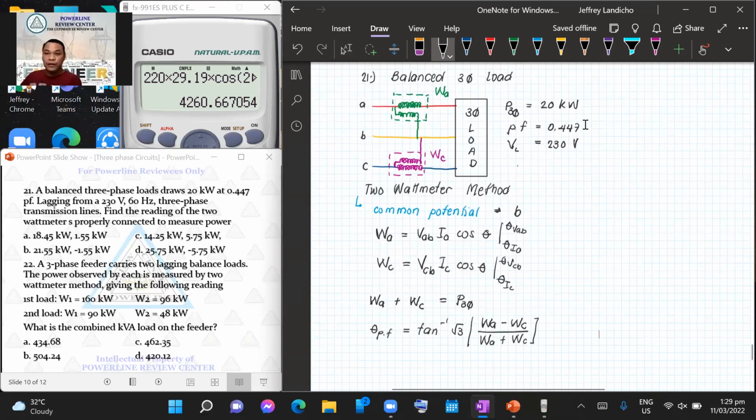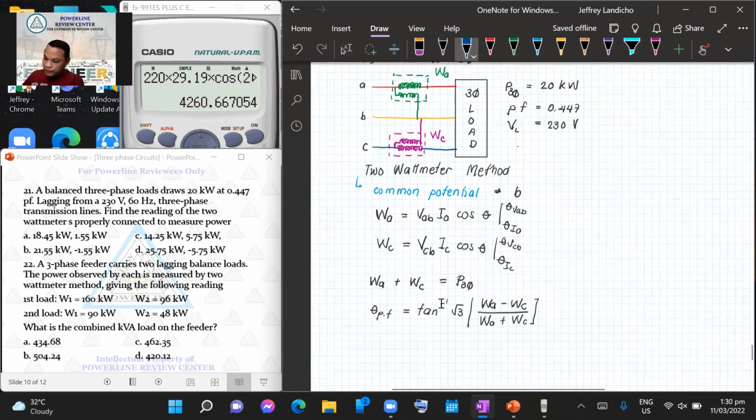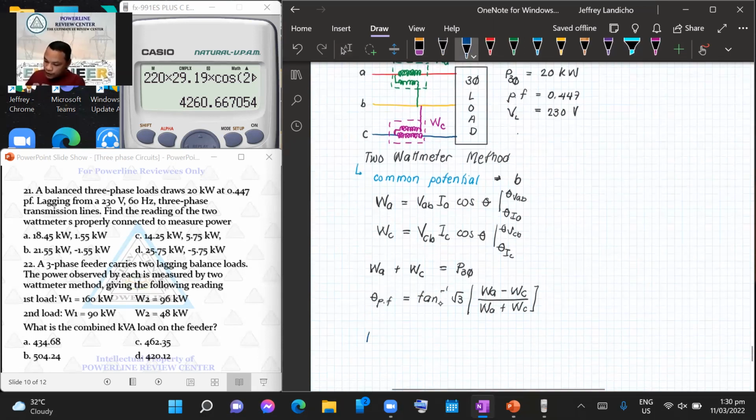Kaya nakuha din yung kanyang power factor. Nakuha ba? So, this given formula, applicable ito for any corresponding load, either naka-delta yan or naka-Y, balanced or unbalanced. That will be the reading of our two wattmeters. Now, for balanced, ito hindi ko na lang i-derive. This also uses a phasor diagram.